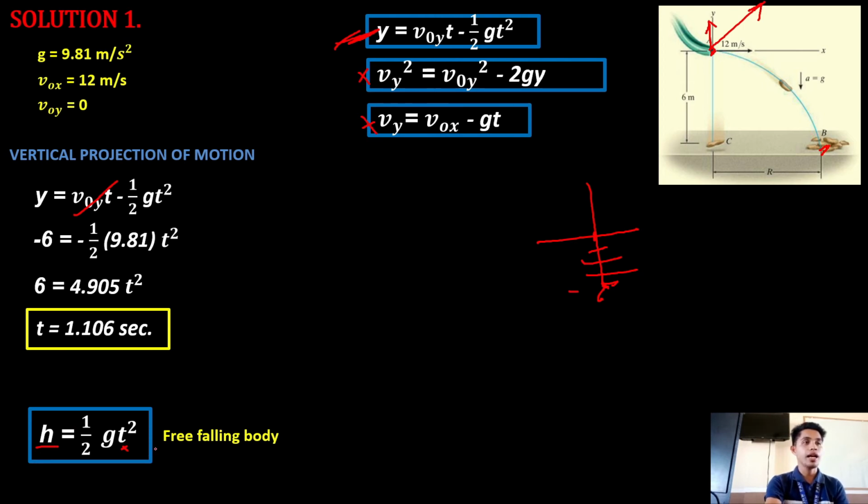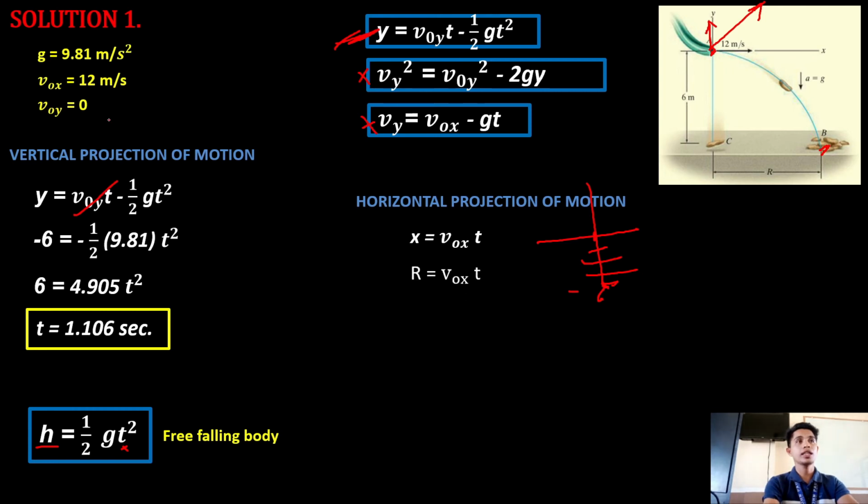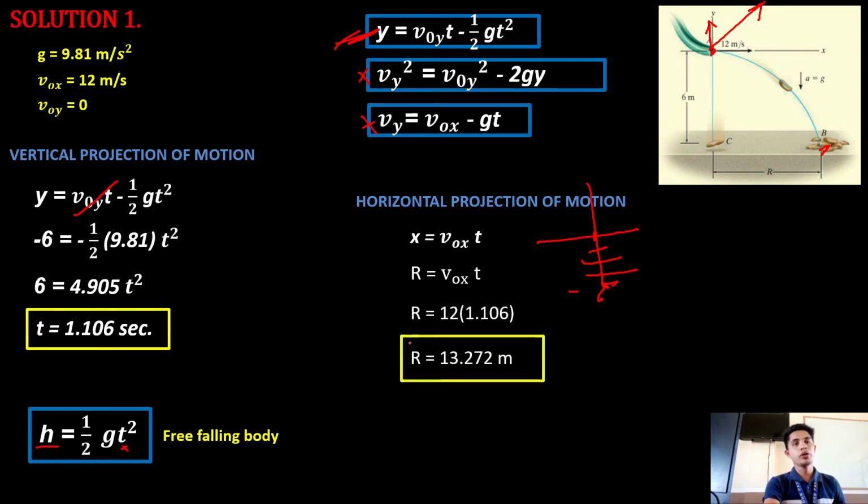Okay, ito yung formula. So horizontal projection of motion. Meron tayong initial velocity na 12. Para makompute yung R, velocity times time, kung saan yung x ay yung R. Initial velocity natin ay 12 times time na 1.106. So that will be 13.272 meters.